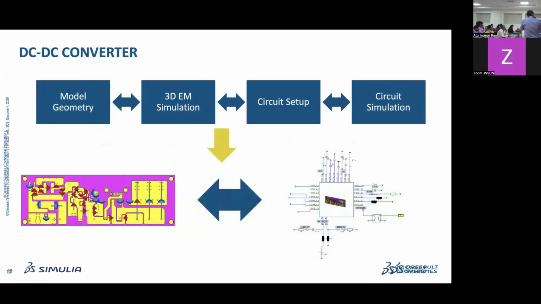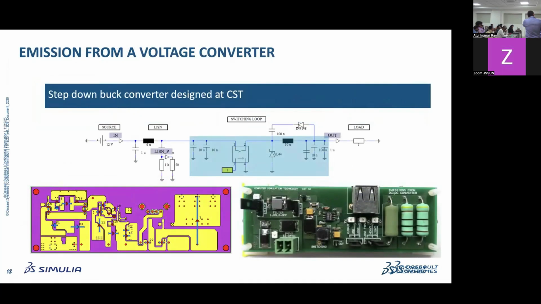So, with CST, what you can basically do is perform an electromagnetic simulation and try to understand where this is coming from. Before the PCB is manufactured, the PCBs actually come in a 3D model. It's called an ODB++ file. Think of it as a file that has all the information related to your PCB.